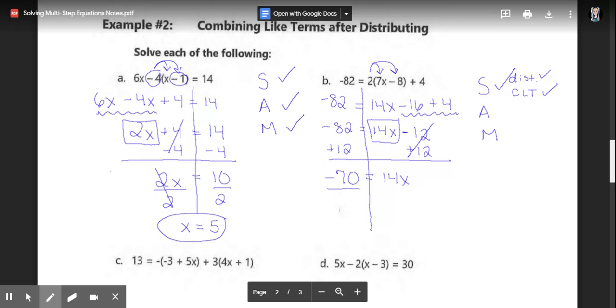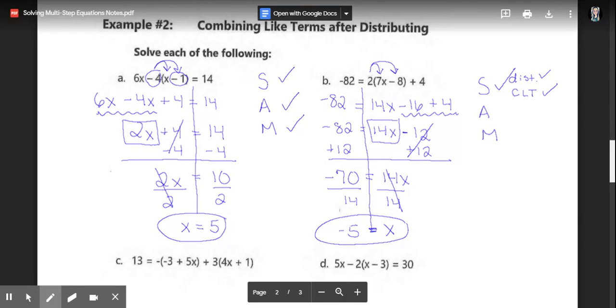What's the final step? I need to divide. So I'm going to divide both sides by 14. Again, you guys are allowed to use a calculator, so use it. Negative 70 divided by 14 gives me negative 5. Negative divided by a positive will make a negative. Equals x.